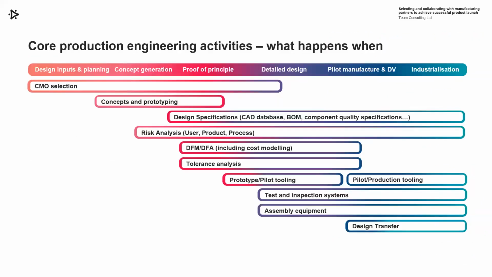Okay. So we talked about CMO selection, then I really want to talk through these other core production engineering activities that take place through the development process, and just think about the different roles and responsibilities for these, in this example, 3 organisations as we move through these development steps and these activities.